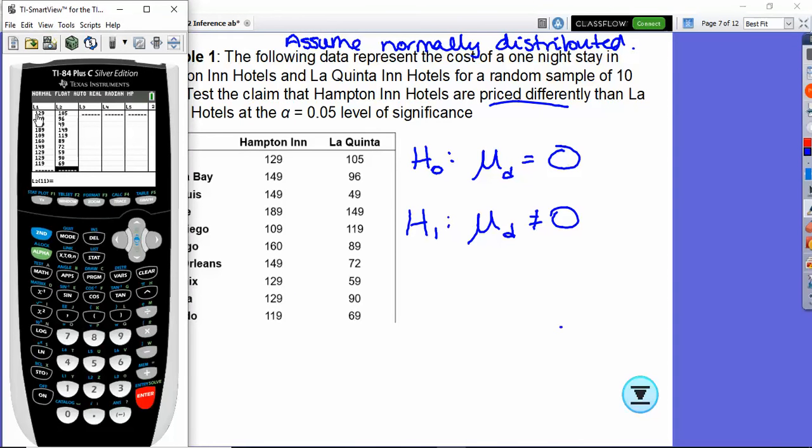We can go through and for each one of these, 129 minus 105 and enter that in L3 and do that for every single one of our data points, which is just subtraction. It's not hard. Could be a little time consuming depending on your values, but it's doable.